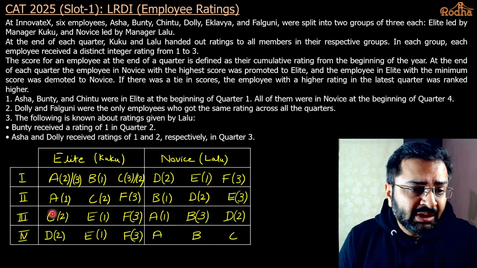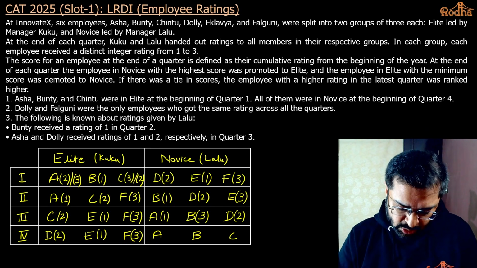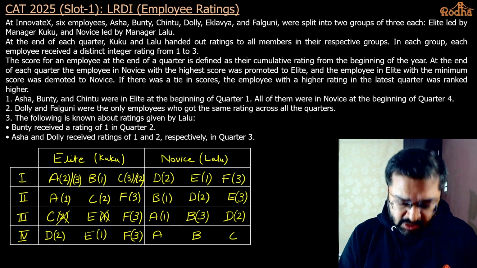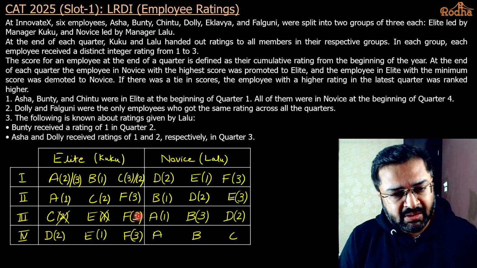It means what? That what we have written here is incorrect. This is not going to happen. Fine. This is incorrect. So what is the only other possibility? 3 is gone.